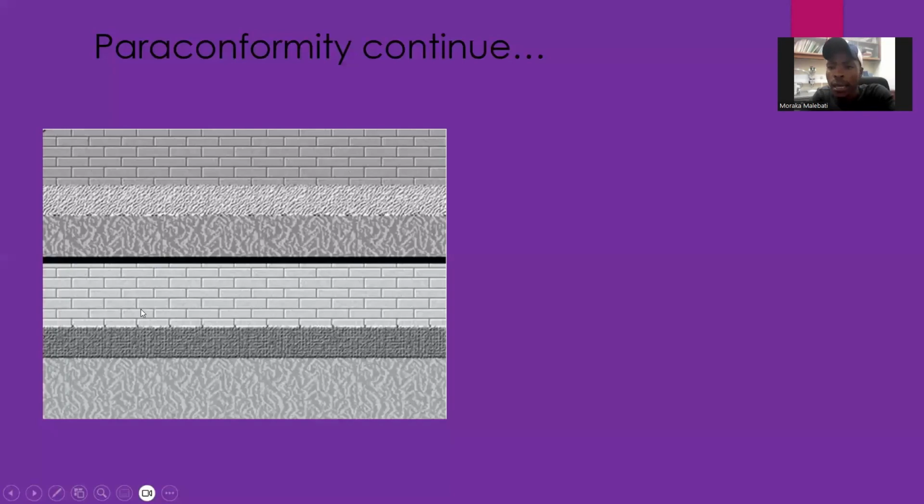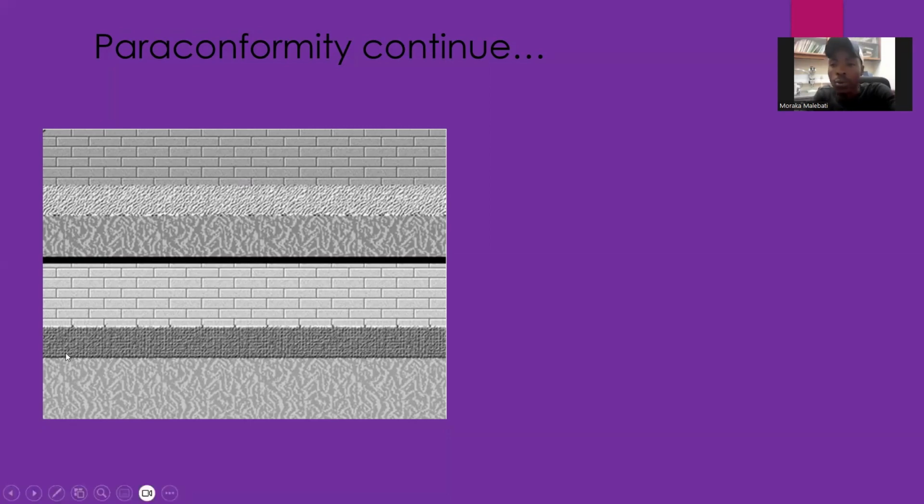So as you can see now, these layers are conforming, they are agreeing with each other. It's not easy for us to recognize the boundary between the top younger rocks and the older bottom rocks. It means these layers are parallel, they are conforming with each other. So for us to be able to recognize that boundary with a high degree of certainty, we have to use the fossils.